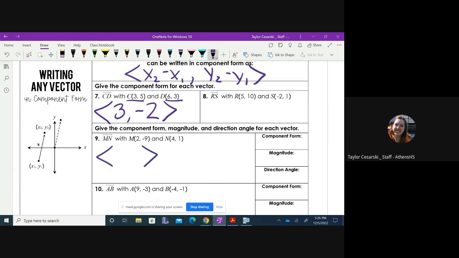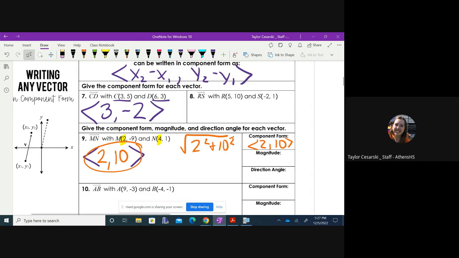So first for component form, MN. I'm first going to subtract my x's. I get 2. And then subtract my y's. 1 minus negative 9 gives me 10. That's my component form. All right, then for the magnitude, remember you can just do square root of a squared plus b squared once you get it in this form. If you wanted to do it with your 2 points, you'd have to use the distance formula.